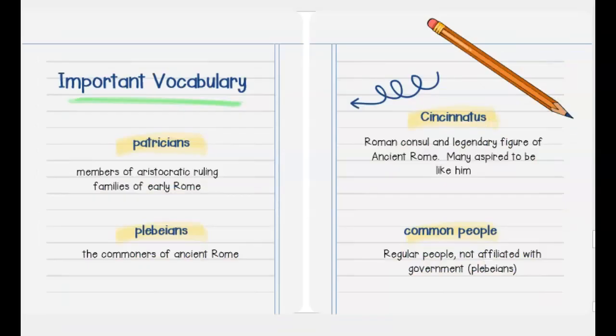Important vocabulary. Patricians were members of the aristocratic ruling families of early Rome. Plebeians were the commoners of ancient Rome. Cincinnatus was a Roman consul and legendary figure of ancient Rome. Many aspired to be like him. And then common people were just regular people not affiliated with the government. They were considered the plebeians.